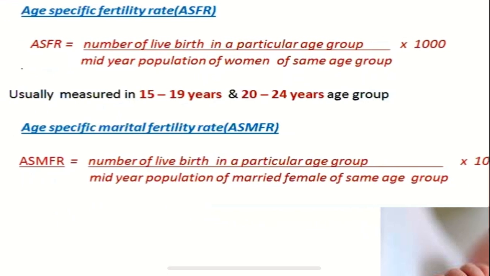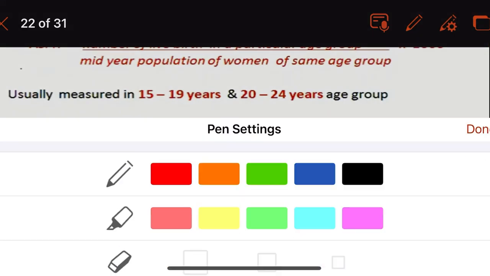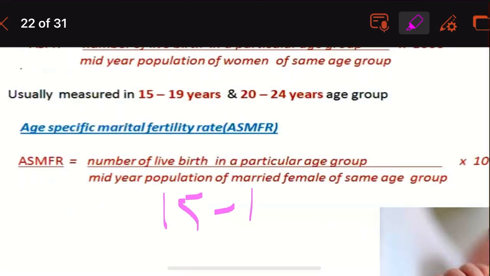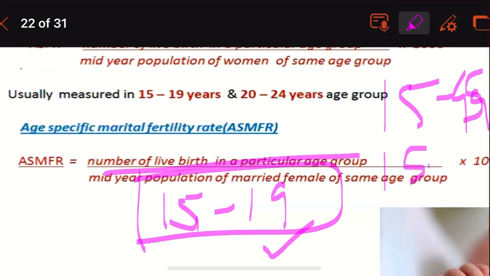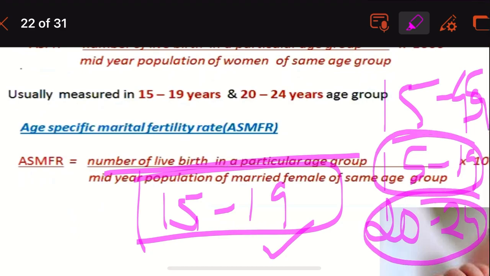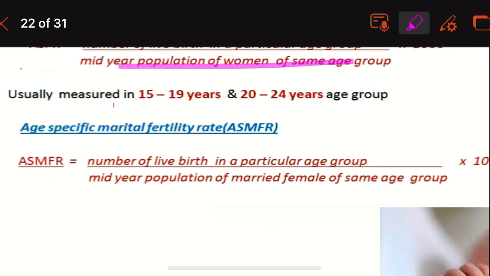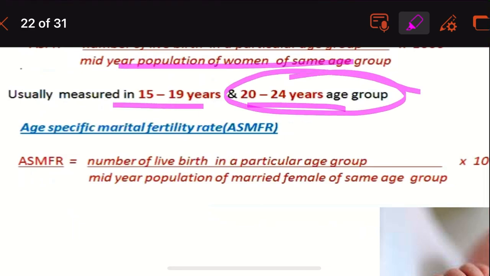Usually, we are measuring the age groups of 15 to 19 years and 20 to 24 years. So we see the number of live births in that particular age group. This is the age group you are considering, and the number of live births only in this age group. You are not taking the complete 15 to 49 or 45. You are only considering from 15 to 19, and then from 20 to 24. Specified groups are being formed, and we consider how many live births are given by the age group of 15 to 19 and how many by the age group of 20 to 24.